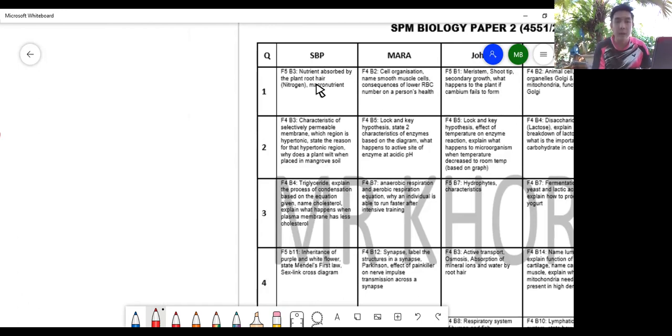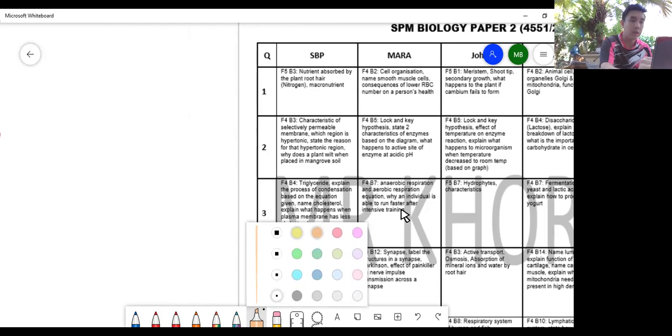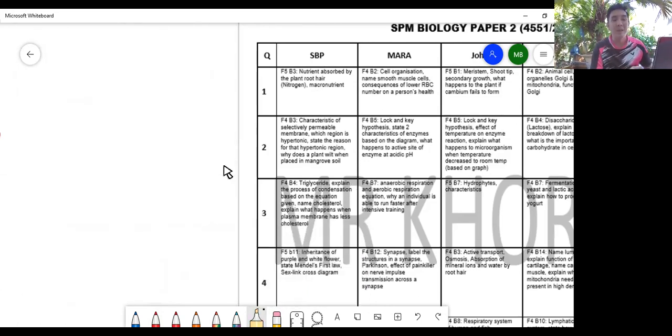Now let's start. I'll be looking at it this way, 2 by 2. I'm going to use yellow color. If you have done your SBP question, you would know that they were asking about nitrogen. I think there's nothing much to learn there.